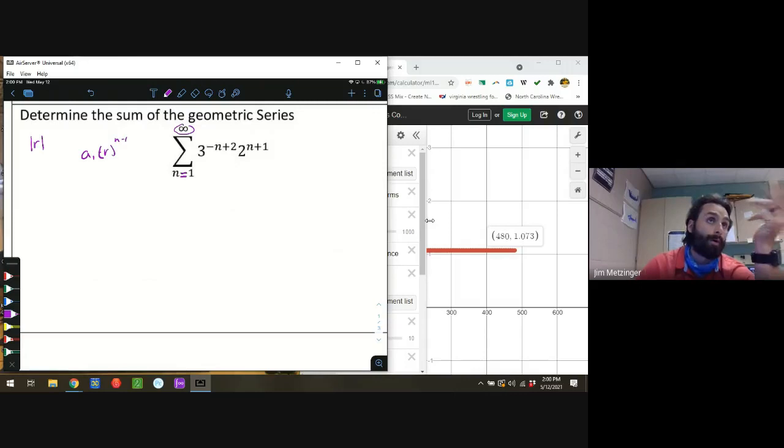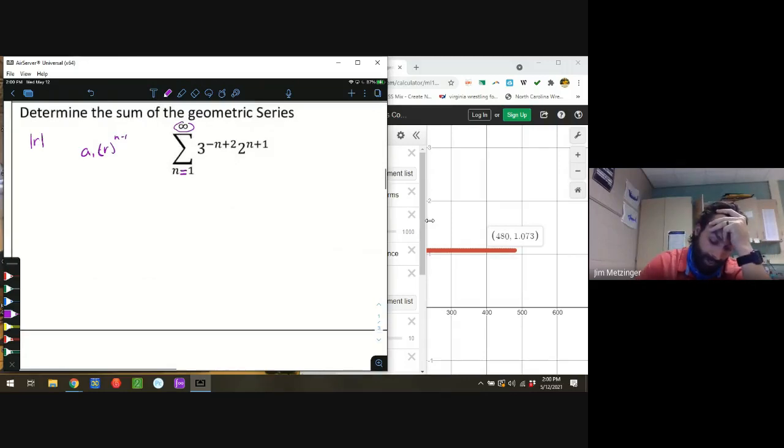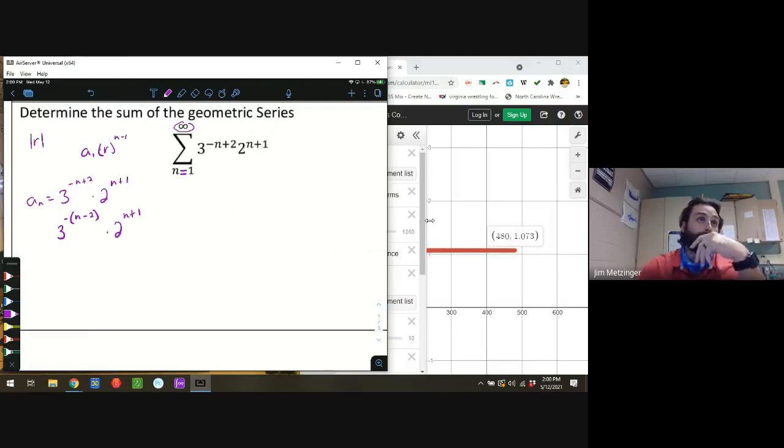So I need to do a little bit of work. I'm going to take our form of this, and I'm going to do some rearranging. So I'm going to write that as 3 to the negative n minus 2 power times 2 to the n plus 1. And then I'm going to ship that 3 to the denominator. It becomes 3 to the n minus 2. And now we just want to see 2 to the n and 3 to the n.